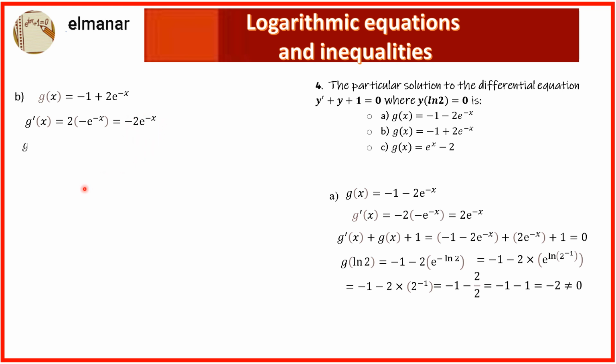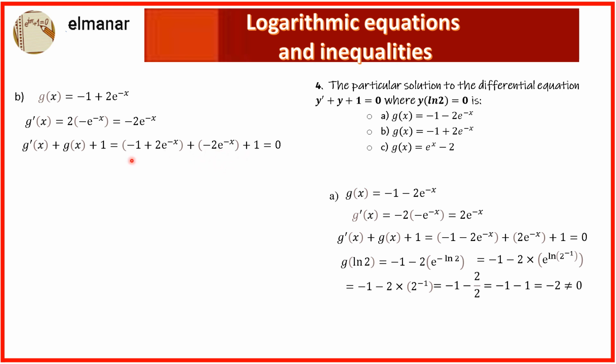G prime of x plus g of x plus 1. Let us verify this relationship. What does it equal? G of x is negative 1 plus 2 times e to the power of negative x. G prime of x is negative 2 times e to the power of negative x, plus 1. So we have negative 1 canceling out with positive 1, and positive 2 times e to the power of negative x canceling out with negative 2 times e to the power of negative x.